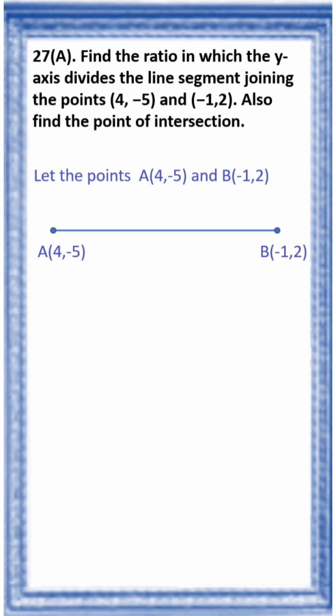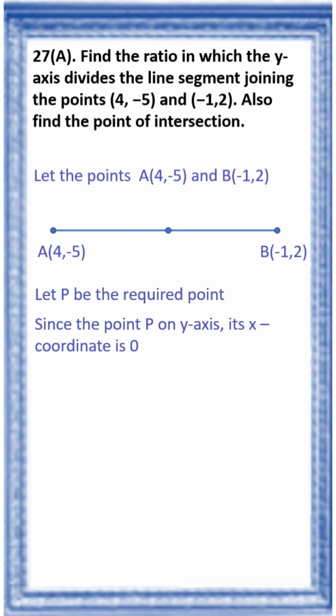Let the line join these 2 points, and the y-axis divides the line segment. Here let P be the point which divides the line segment. Since P is on the y-axis, its x-coordinate is 0. So the coordinates of P are (0, y), where y is what we have to find.